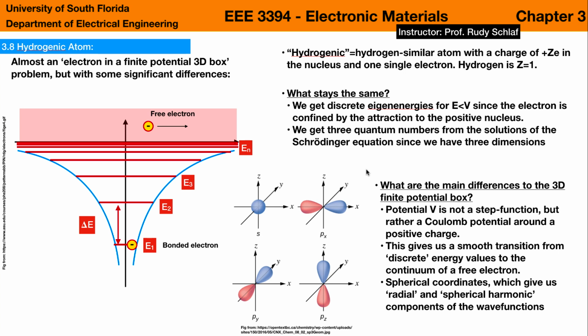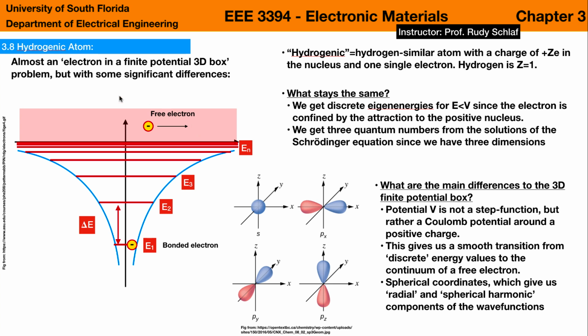So what is hydrogenic? Why are we not just saying hydrogen? Hydrogenic means hydrogen-similar atom, and so we say it can have a charge of Z in the nucleus but only one single electron. So it's not a very realistic case, but the solutions are the same for this case. So hydrogen is just Z equals 1. So essentially we are talking about the hydrogen atom, but the chapter is called hydrogenic.